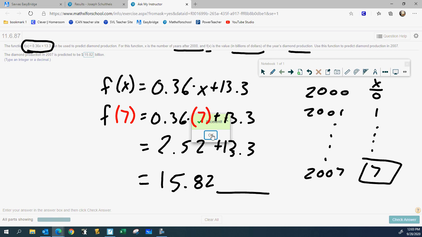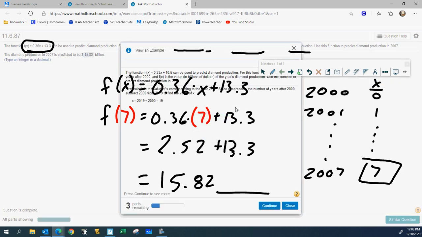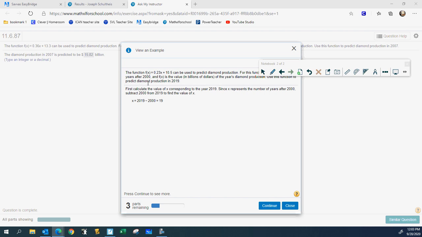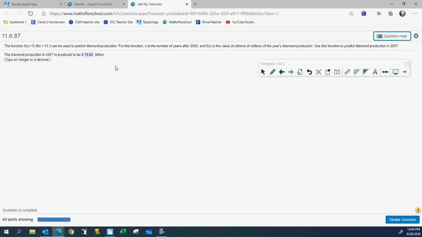I'd suggest trying another problem. I'd like to see you try these problems to begin with using the question help tab in the view an example. If you view an example, you can see it kind of talks you through that. So in the future, you don't have to wait for a video from me. You can read, you can try to figure it out, and I'll actually be able to see if you get it wrong a couple times because it'll have your answer in here when you send it to me.